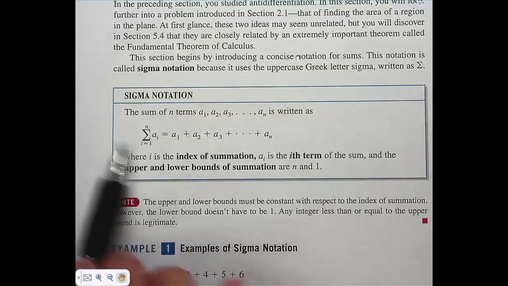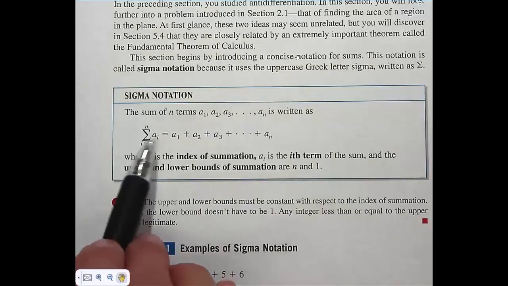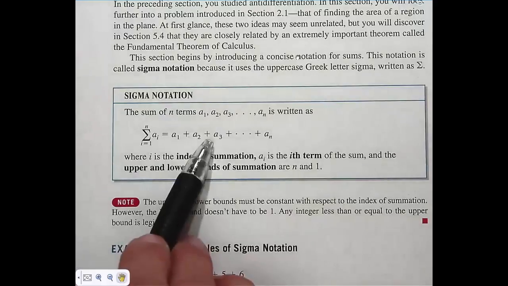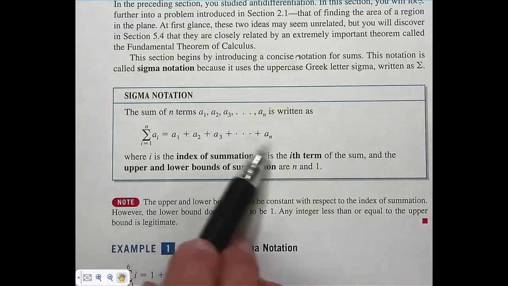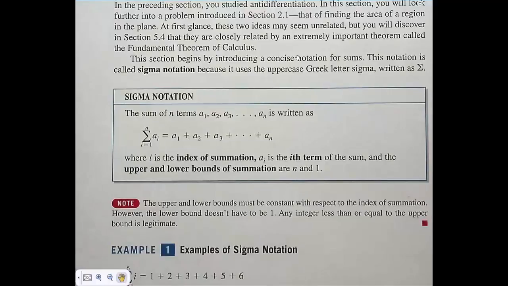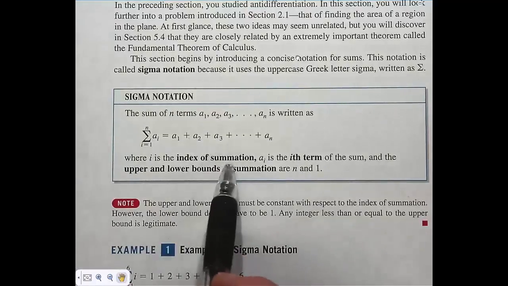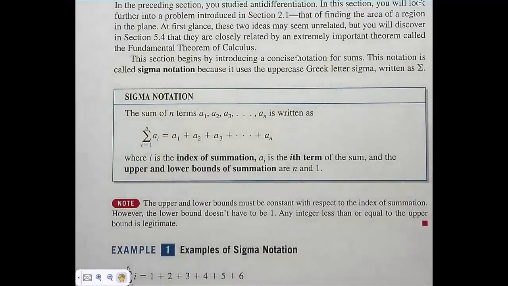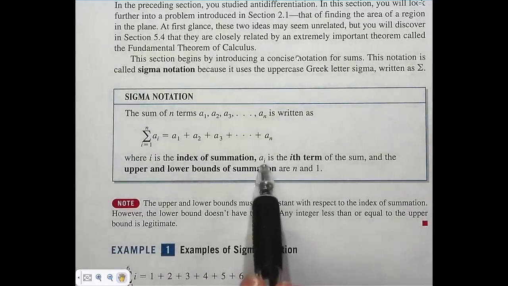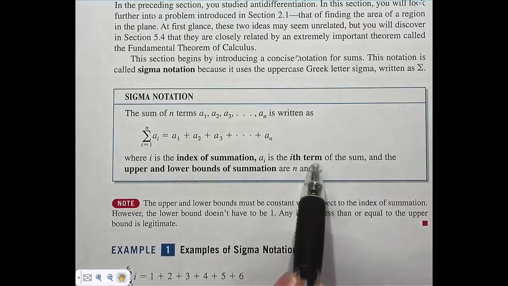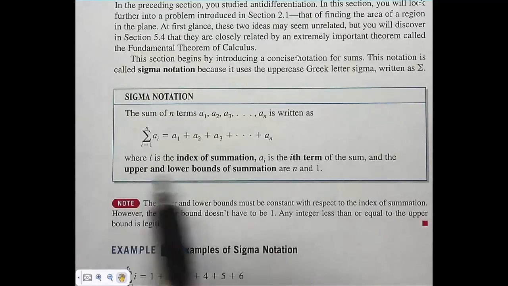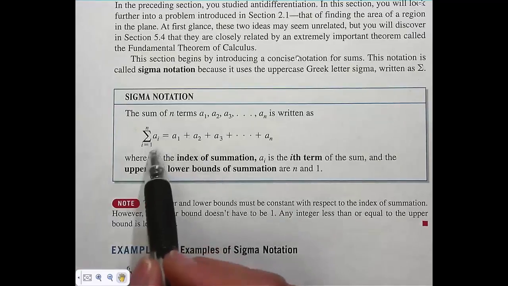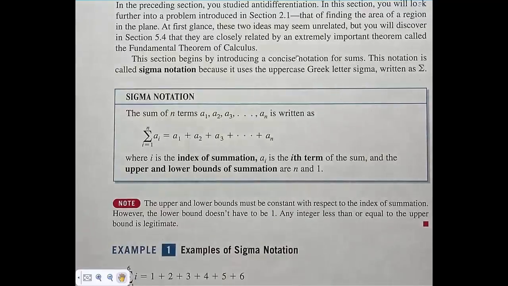And what this notation is telling you to do is put 1 in the place of i, and then put 2 in the place of i, and then put 3 in the place of i, all the way up to putting n in the place of i. i is called your index of summation. That's the variable that's increasing from 1 to n. a sub i is called the ith term of the sum. And the lower and upper bounds of summation are the 1 and the n. 1 is the lower bound of summation, and n is the upper bound of summation.